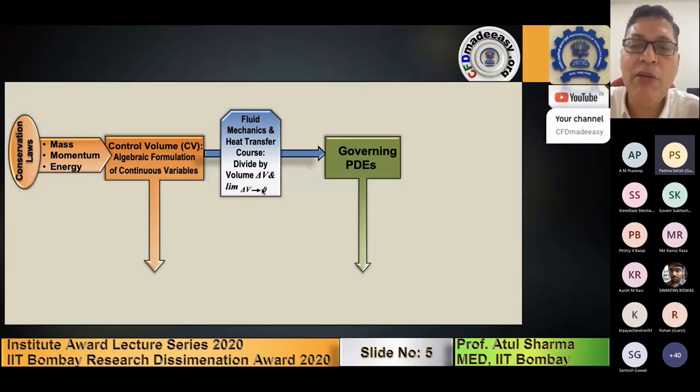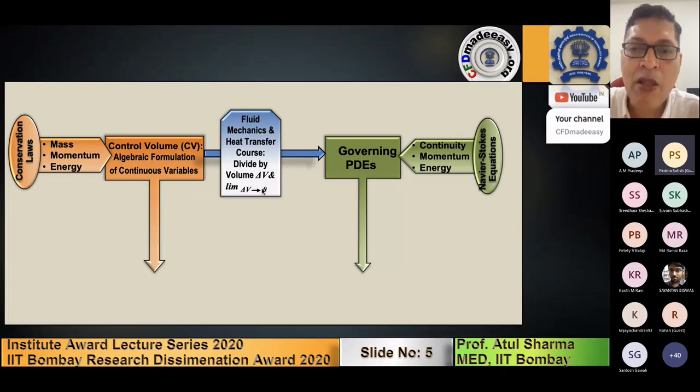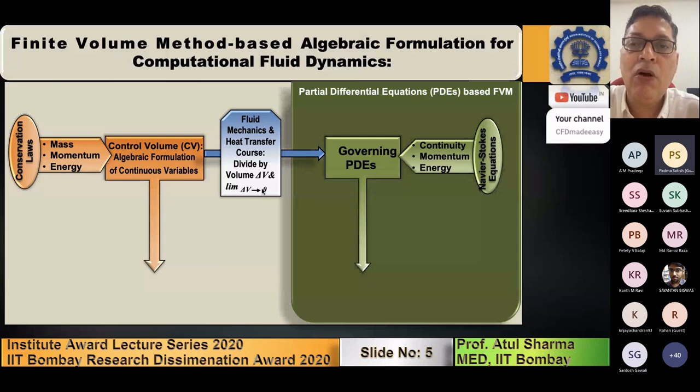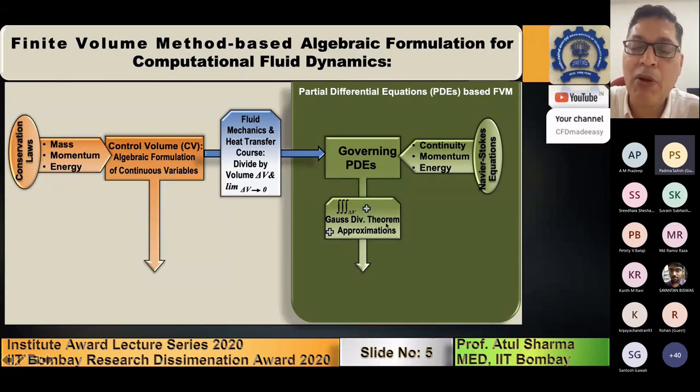And we derive the governing partial differential equations, which we call the continuity, momentum, and energy equations. And if you see all the books in CFD, this subject is around 50 years old, and till now all the books in CFD start with differential equations, and then to develop the algebraic formulations for computational fluid dynamics, they do a volume integral, apply the Gauss divergence theorem, and then apply certain mathematical approximations.